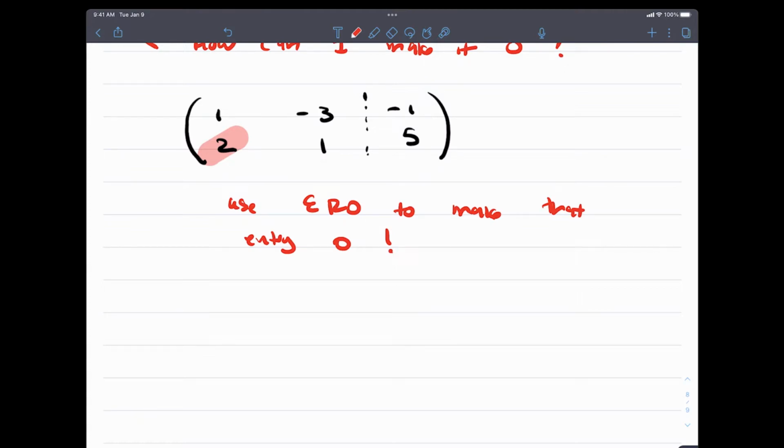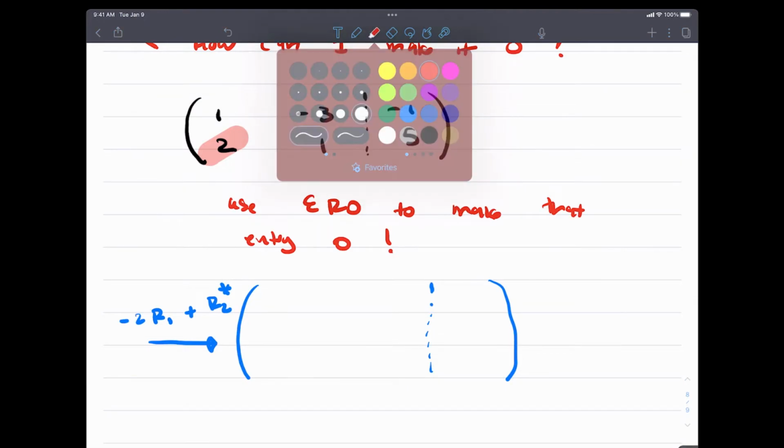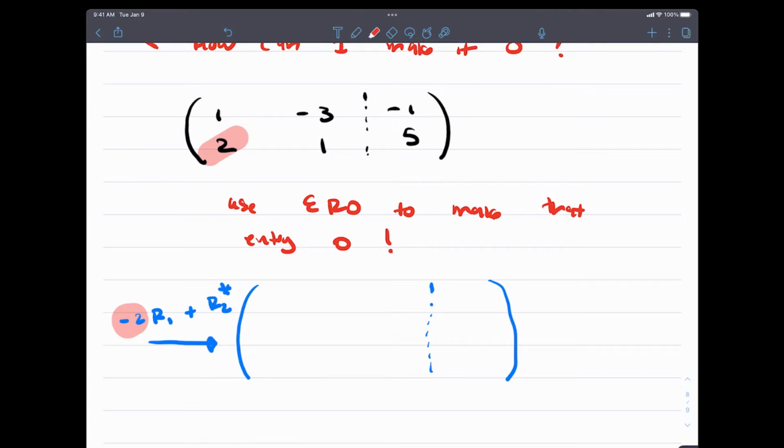Do you guys remember? We're going to do some arithmetic like we did yesterday. Hopefully you enjoyed the arithmetic yesterday. You know what I'm going to say? I'm going to take -2, multiply it to row 1, and add it to row 2. Take a look at this detail here. I'm saying take -2, multiply it to the first row. Isn't that what we were doing yesterday? Then add it to the second row.